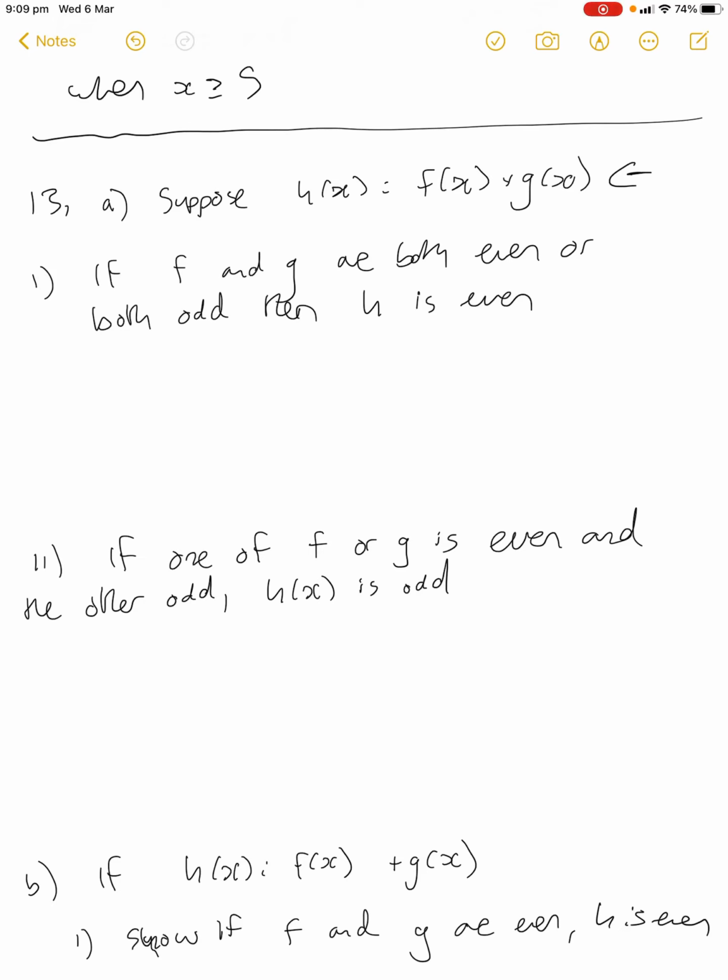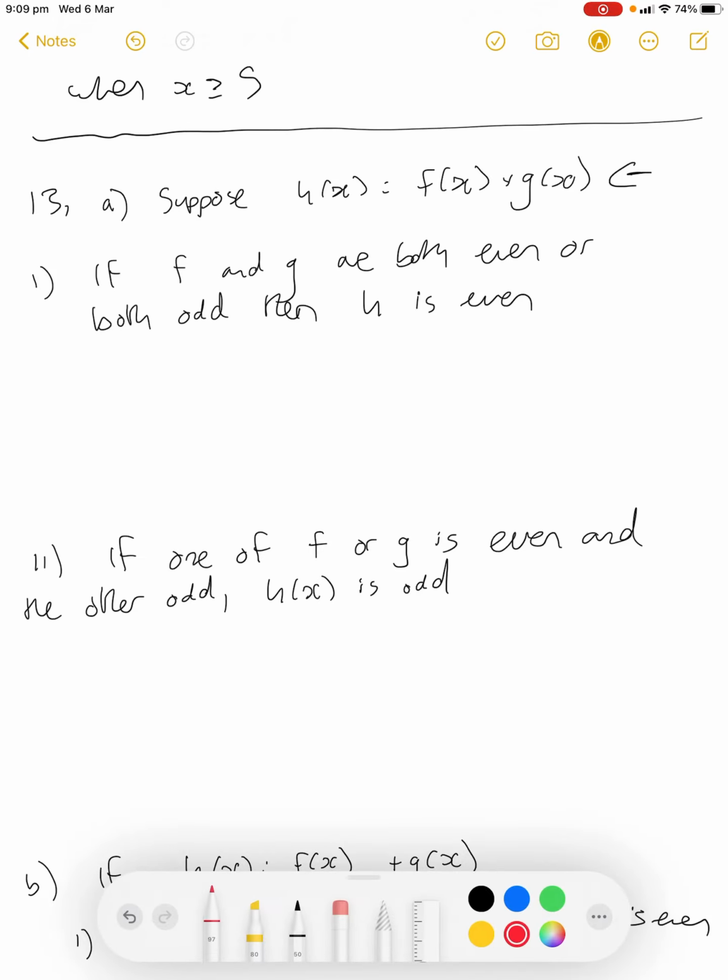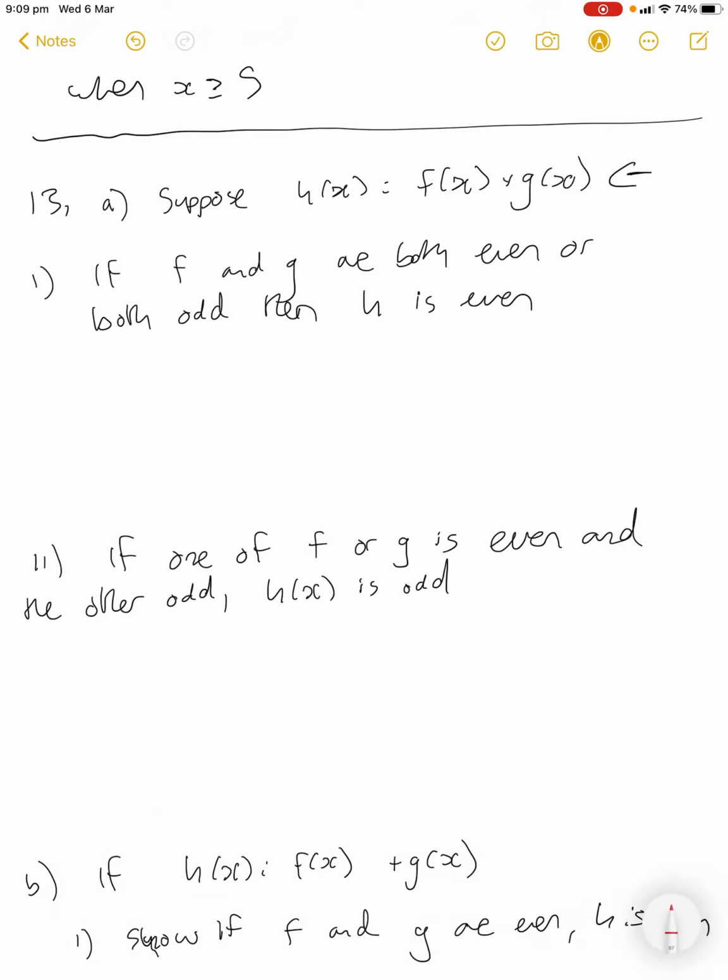So if you remember our definitions from before, to be an even function, f of negative x is equal to f of x. That's going to be for even. And for odd, f of negative x equals negative f of x. Let's look at the first scenario first. The first scenario says if they're both even, then h is even.